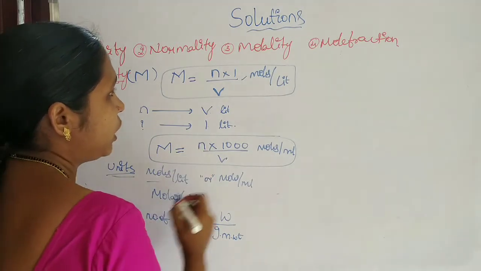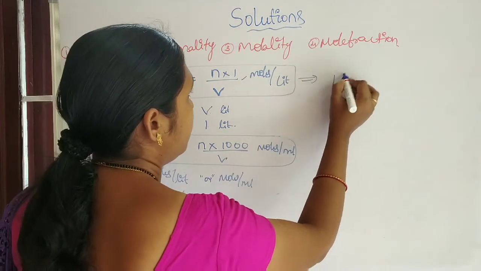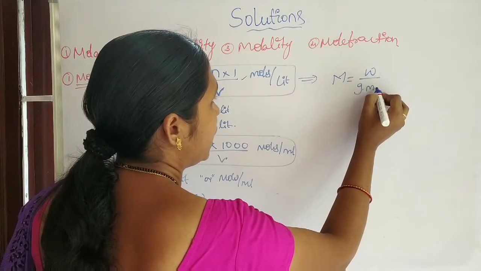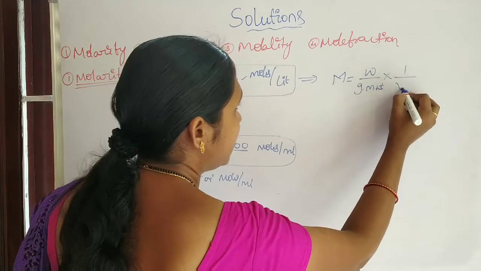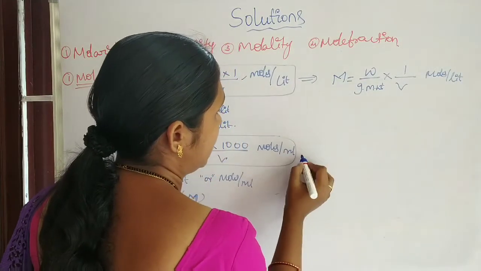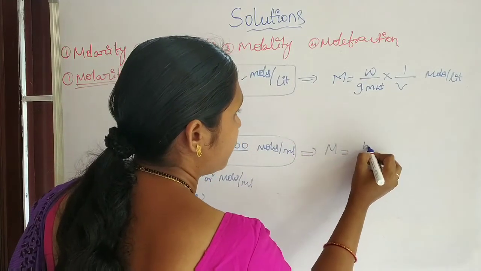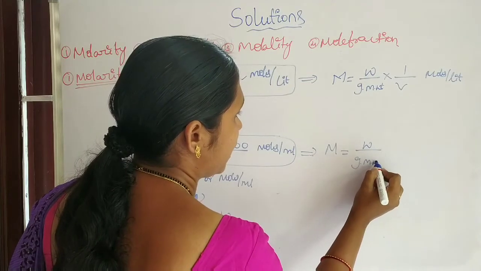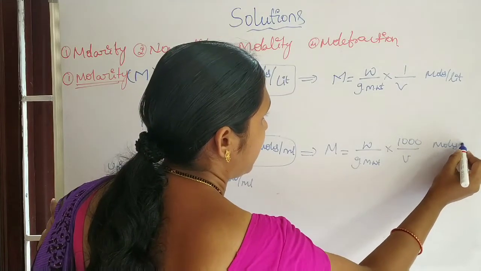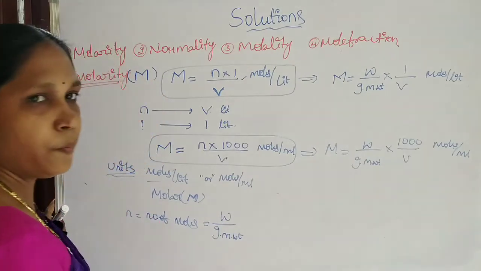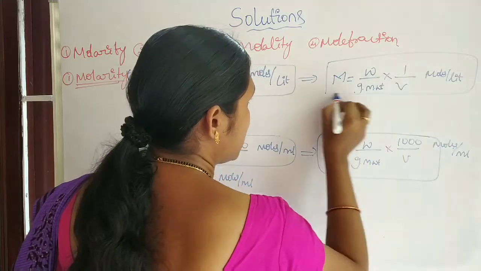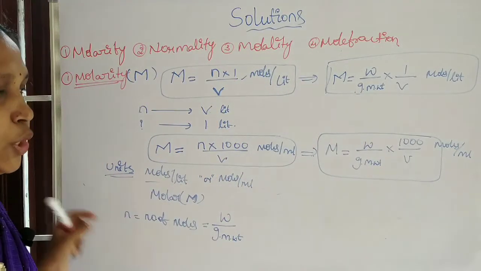Substitute the N value in both the equations. Write down molarity equal to weight by gram molecular weight into 1 by V, moles per liter, and molarity equal to weight by gram molecular weight into 1000 by V, moles per ml. These are the mathematical expressions for molarity we generally use.